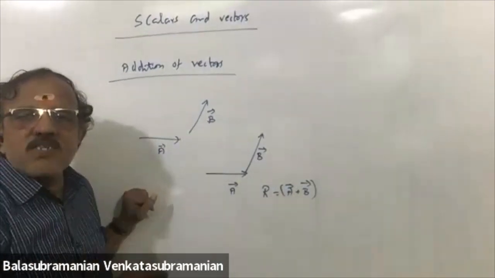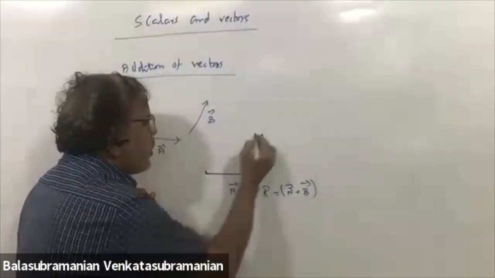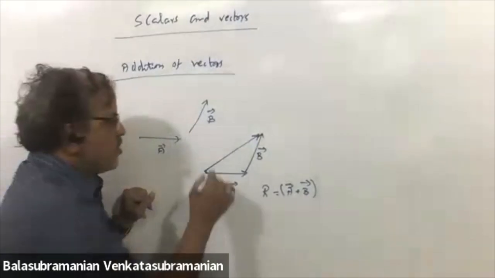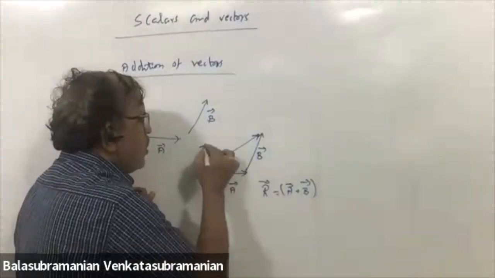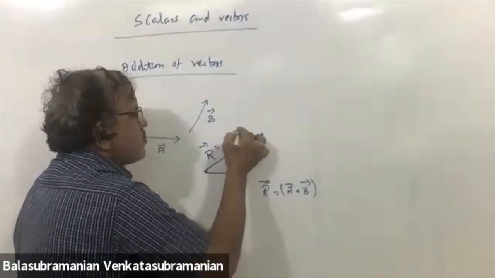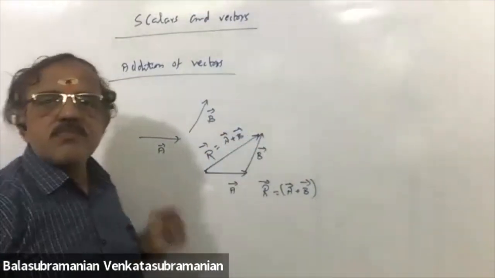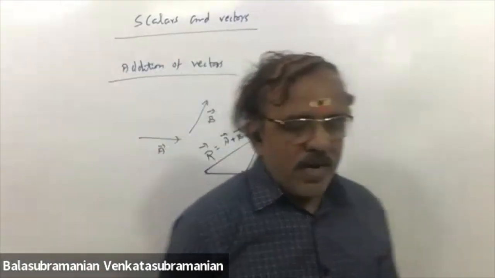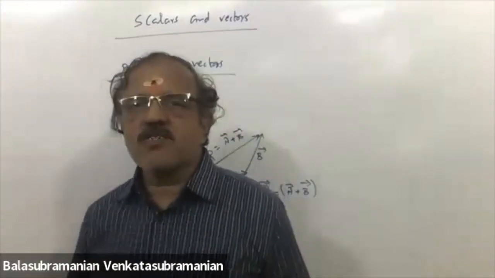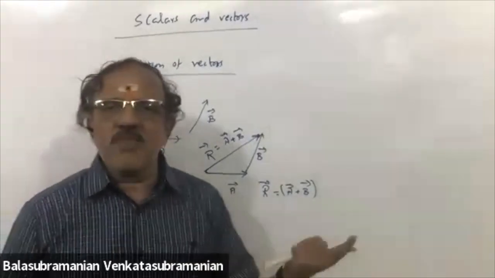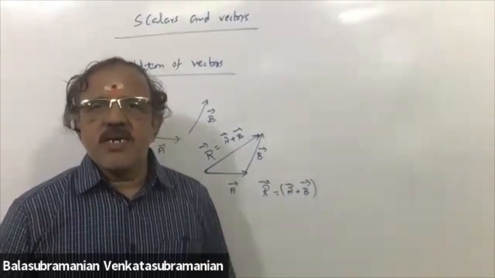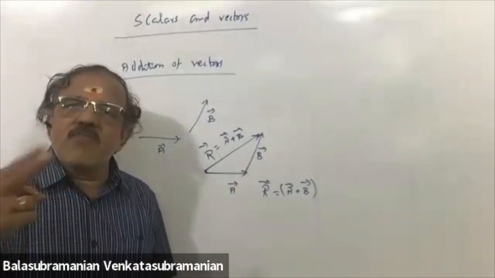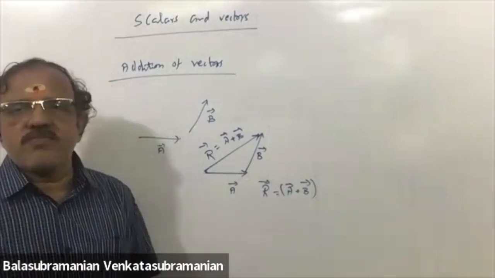What is the direction of the resultant? Starting point, ending point, join. So this is R is equal to A plus B. Correct? In the case of addition of vectors, it is not necessary to have only two. Any number of vectors you can take. The condition says the head of the previous vector and the tail of the next vector should join.